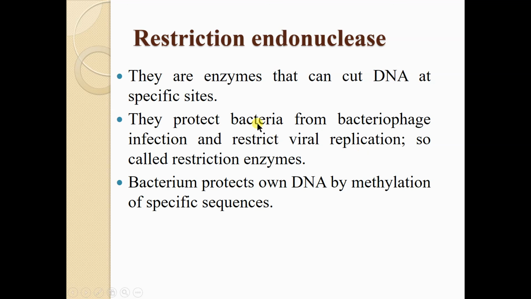So they are known as restriction enzymes, as they restrict the viral replication. Now, how can the bacteria remain safe from the ill effects of this restriction endonuclease enzyme? The bacteria will do methylation of the DNA at the specific sequence, which is the recognition sequence of the restriction endonuclease enzyme. As they are methylated, this restriction endonuclease enzyme cannot produce the cut at their site. So by which mechanism? By methylation, the bacteria protect their own DNA from the restriction endonuclease enzyme action. They are also known as molecular scissors.